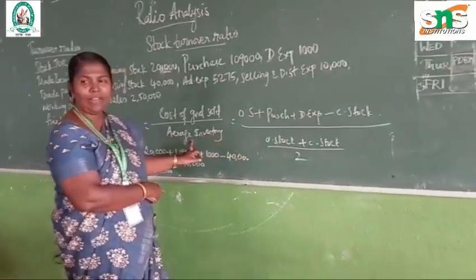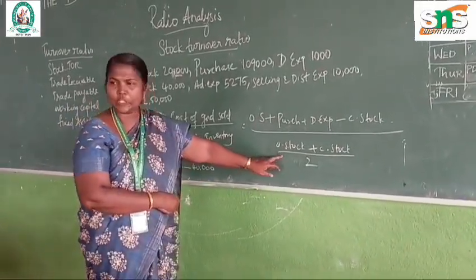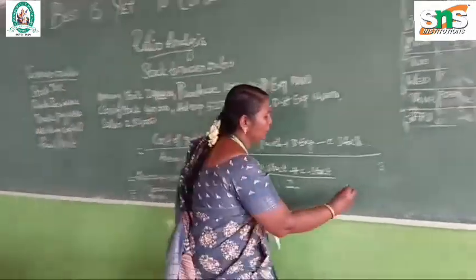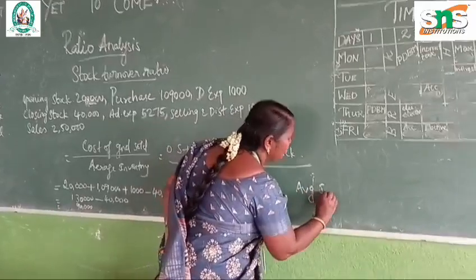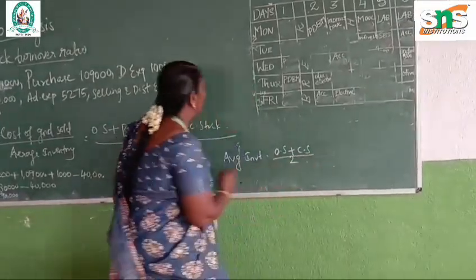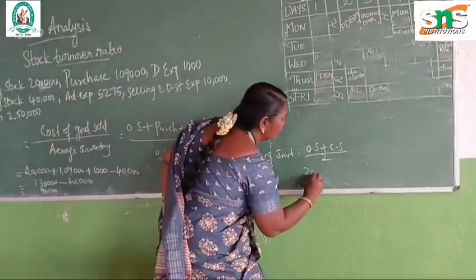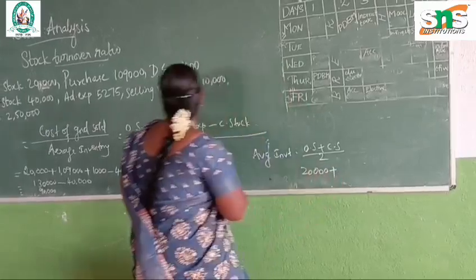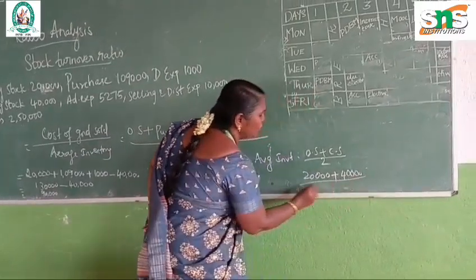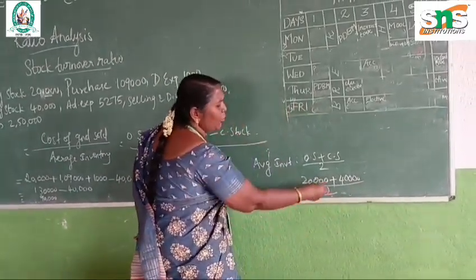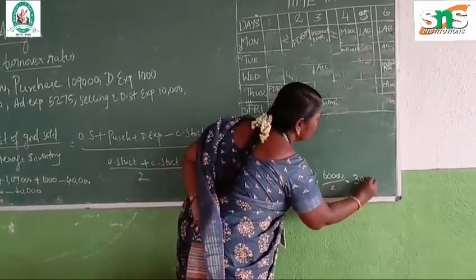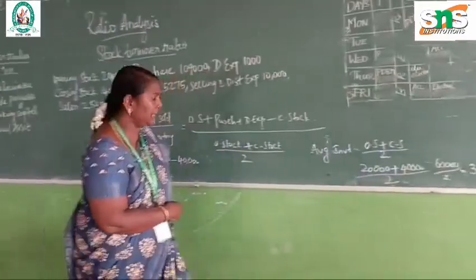Now we will find out the average inventory. The formula is opening stock plus closing stock divided by 2. The opening stock is 20,000 and the closing stock is 40,000, which we have to divide by 2. 20,000 plus 40,000 is 60,000. 60,000 divided by 2 is 30,000. So the average inventory is 30,000.